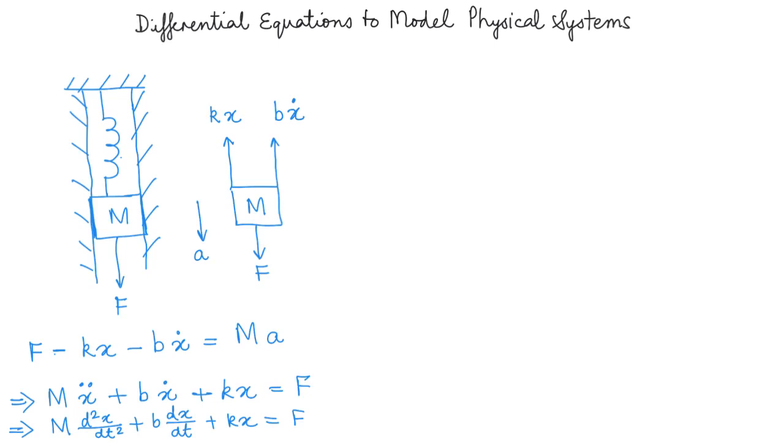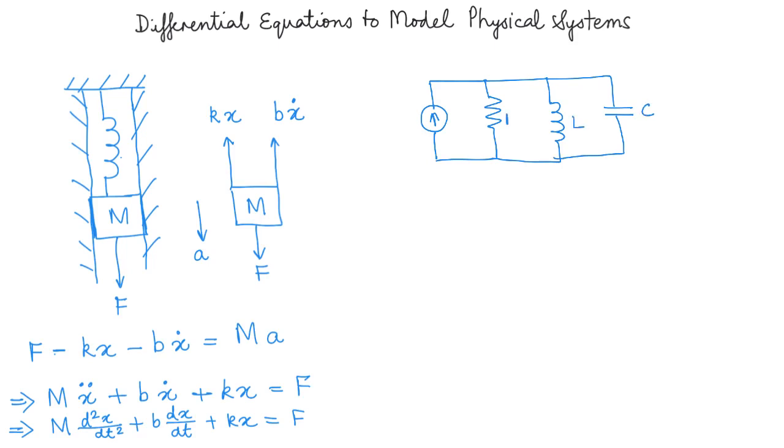Now what we'll do is go into another domain and take a look at an RLC circuit. Let me draw an RLC circuit here. Let's say we have a current source which is connected to a parallel RLC circuit. So you have a resistor, an inductor, and a capacitor. Let's give some values, C, L, R, and let this current be I.